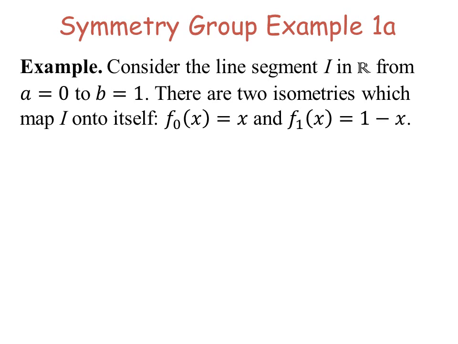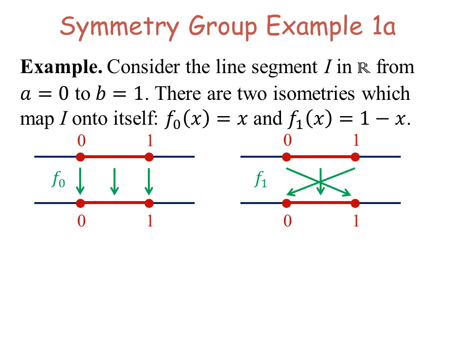Consider the line segment I in R1 from A equals 0 to B equals 1. We'll see that the symmetry group of I is affected by the dimension of the space in which we consider it to be. There are two isometries of R1 which map I onto itself: f sub 0 of x equals x and f sub 1 of x equals 1 minus x. f sub 0 is the identity isometry, and f sub 1 flips the real line about the point x equals 1/2. Later, we will call this type of flip a reflection.